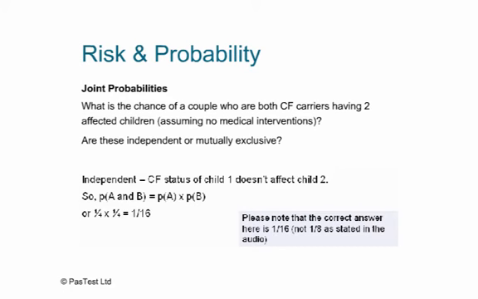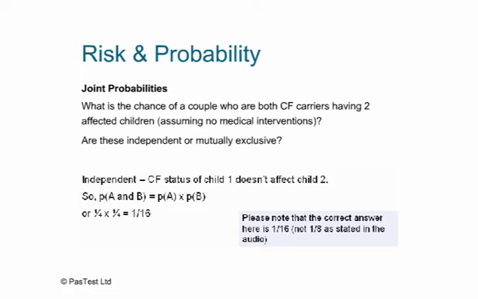Imagine that we have a couple who are both CF carriers and are planning their future family. For their own personal reasons, they've decided that it would be different for them to have one ill child to look after than to have two ill children to look after. And so they would like to know what is the chance of them having two children who are both affected by CF. This is assuming we don't do any prenatal testing and such like. So the first question we have to ask about this scenario is, are these independent or mutually exclusive risks? And I would suggest you commit yourself now and write that down.